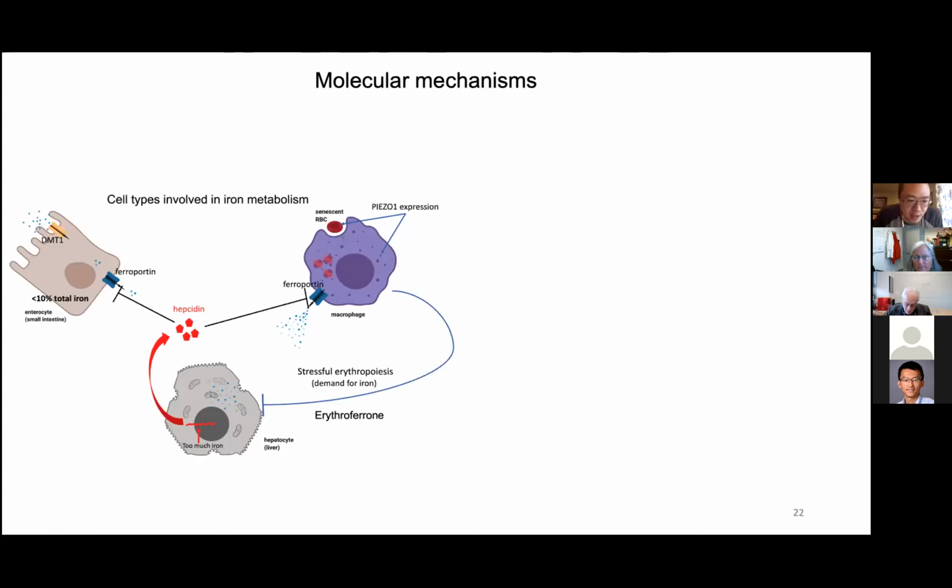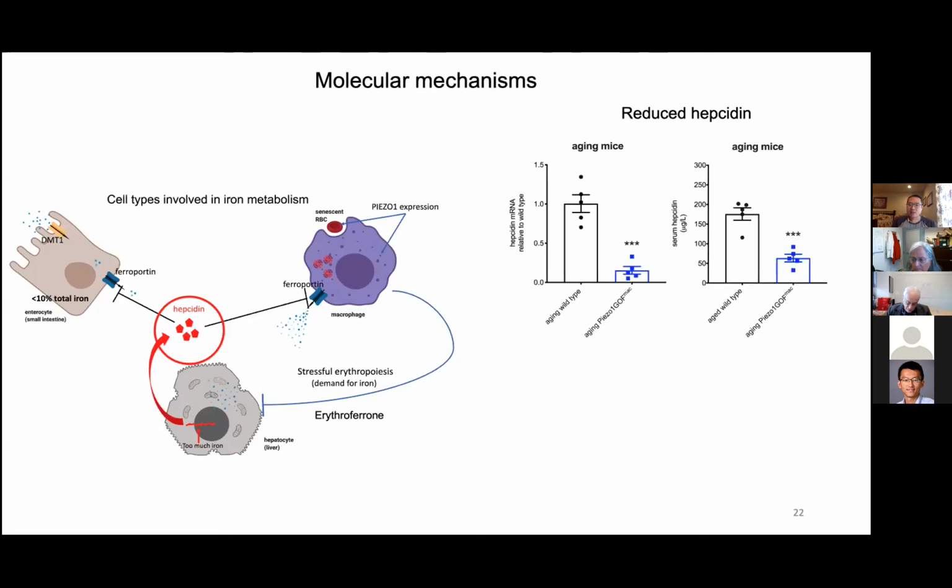So as I introduced, since hepcidin is a master regulator of the iron pathway in vivo, I measured its level in our animal models. First, I noticed a sharp decrease of hepcidin level in the aging macrophage-specific gain of function animals compared to the wild types. And since hepcidin is a negative regulator of the iron pathway, this is consistent with our iron overload phenotypes.